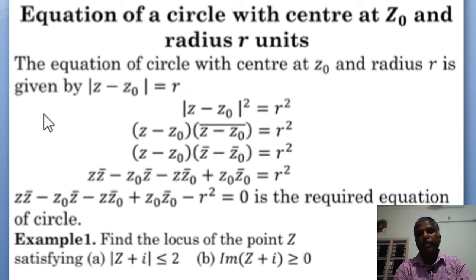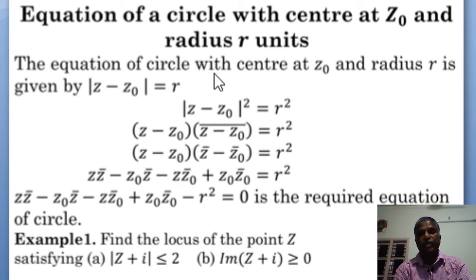So here in complex numbers, if z is equal to x plus iy, then x square plus y square is the modulus of z whole square. So mod z whole square is equal to r square, or mod z is equal to r. So that is the equation of a circle in complex form, mod z is equal to r, with center at origin.